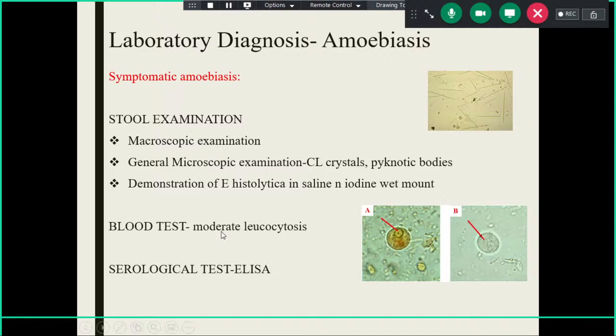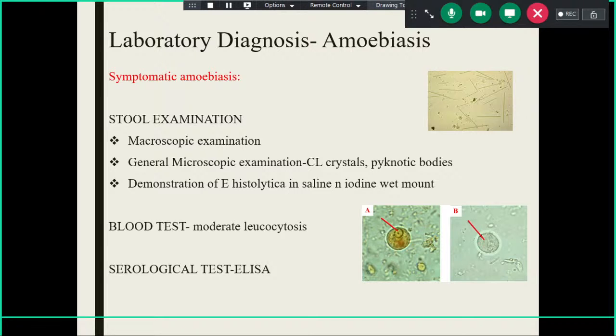then this which I am showing you here, the Charcot-Leyden crystal, and this is the cyst which is having a glycogen mass. A glycogen mass will be better appreciated in an iodine mount, because iodine will give it a black color, and glycogen mass along with a uninucleate cyst, and if it is a mature, then you can see quadrinucleate. Blood test will give you moderate leukocytosis, and serological tests are now available which gives positive for IgG.